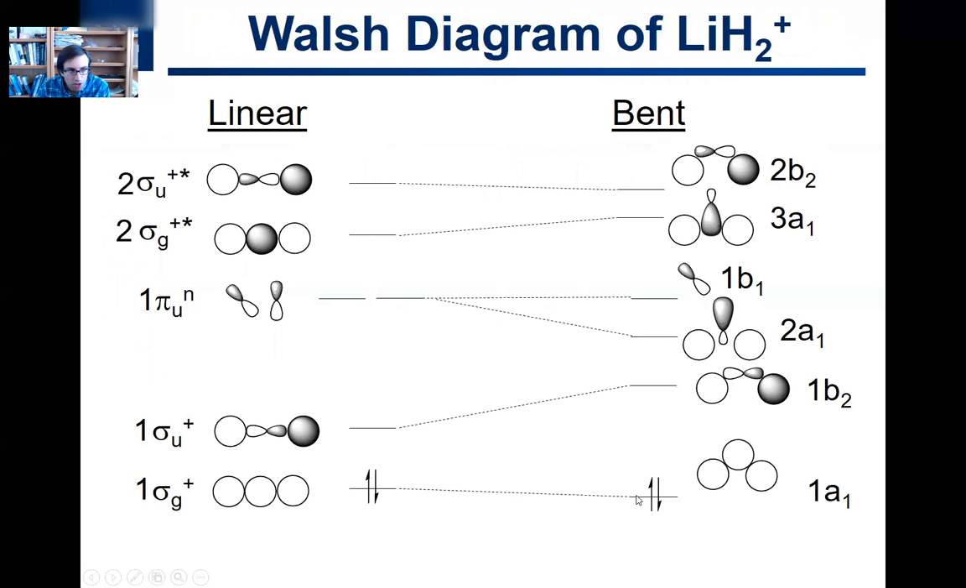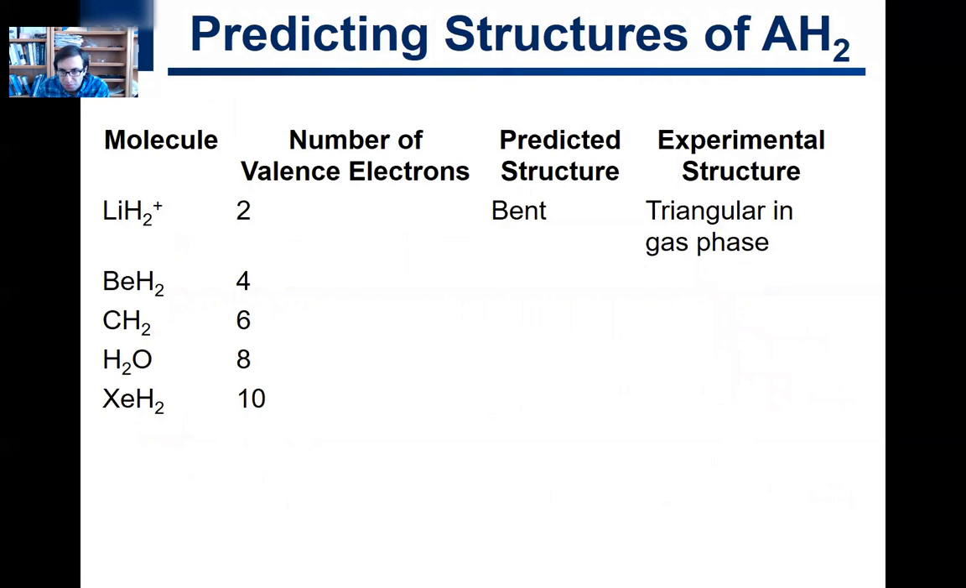We get the following correlation diagram, and it's telling us, well, what's the HOMO? Well, there's only 1 energy. The whole energy of the system is just dictated by this 1A1, but really all we care about is the HOMO, as I talked about. And so we're predicting that this is going to be bent. And in fact, this is bent. It's so bent that we would call it triangular. You can only get this molecule stable in the gas phase, but that's pretty interesting.